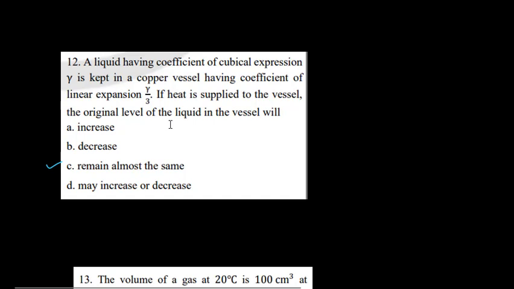A liquid having coefficient of cubical expansion gamma is kept in a copper vessel having coefficient of linear expansion gamma by 3. If heat is supplied to the vessel, what happens to the original level of the liquid in the vessel? The coefficient of linear expansion is gamma by 3, which means the coefficient of volume expansion of the vessel is gamma. So the liquid is also expanding at the same pace as the container, so there is no change in the volume.